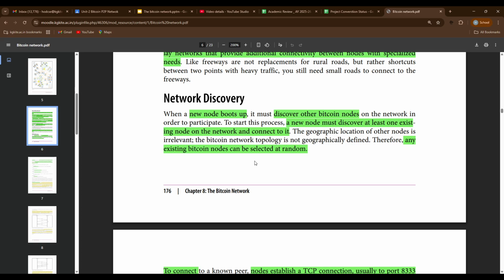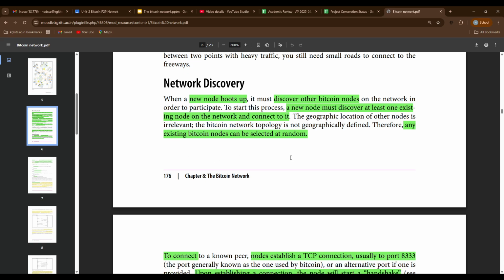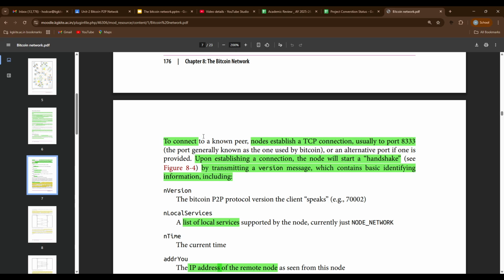For that, any existing Bitcoin node can be selected randomly. So if you want to connect to one peer node, what should happen? The node should establish a TCP connection. What's the port number used? It is 8333. Okay. So once the connection is established, the nodes will start sending a handshake.